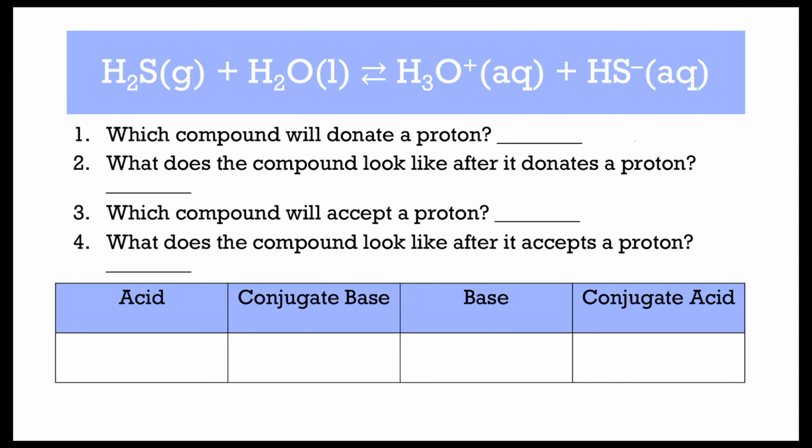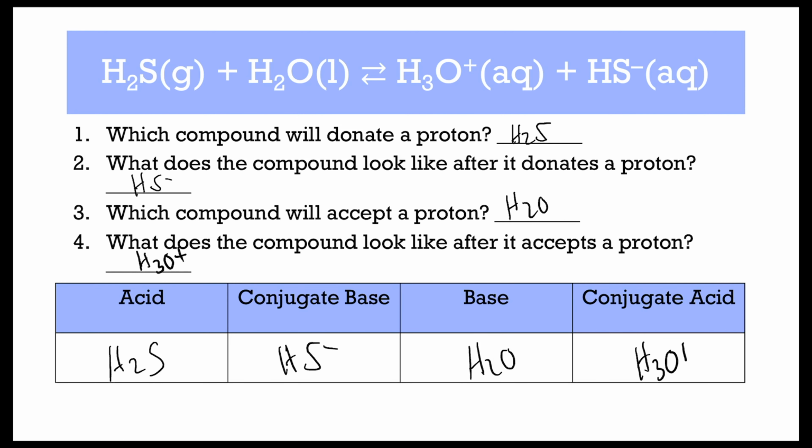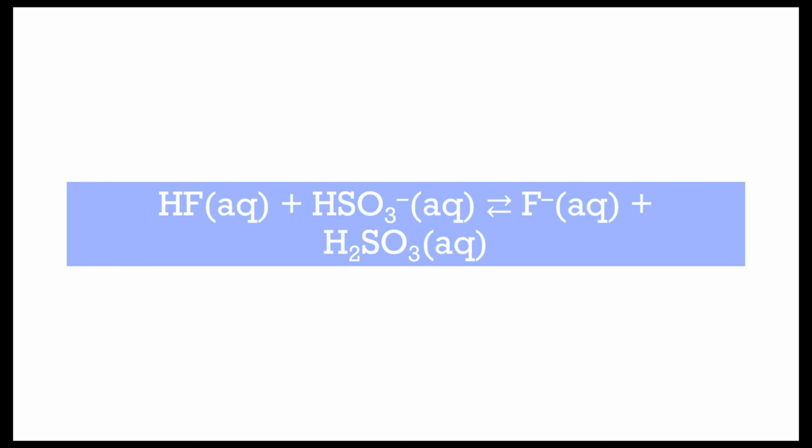So if we fill in this, H2S has the capability of donating a proton. Once it actually does donate it, it looks like HS minus. And then here, your water has the capability of accepting an H+, and once it actually does get that H+ accepted, it is H3O plus. So if we fill in our chart, H2S, HS minus is that pair, and then H2O and H3O plus is that one. Okay. Two more.